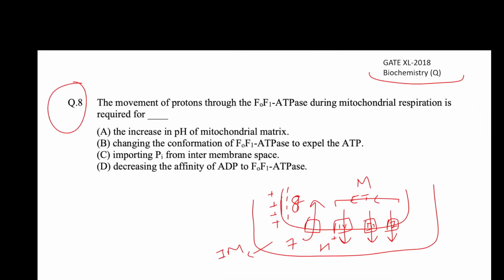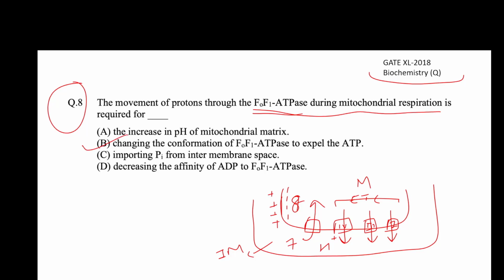So come back to our question. It has been asked that the movement of protons through F0F1 ATPase during mitochondrial respiration is required for. Okay. So why is the movement of protons required? So first is the increase in pH of mitochondrial matrix. That happens, but it is not related to the F0F1 ATPase. Then changing the conformation of F0F1 ATPase to expel the ATP. This is the correct option.